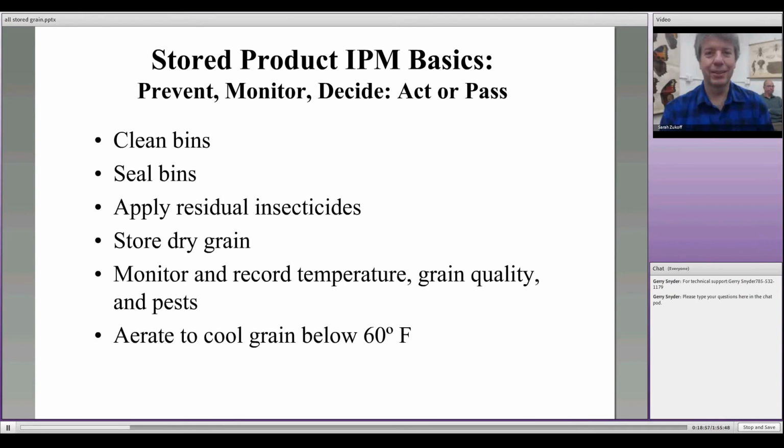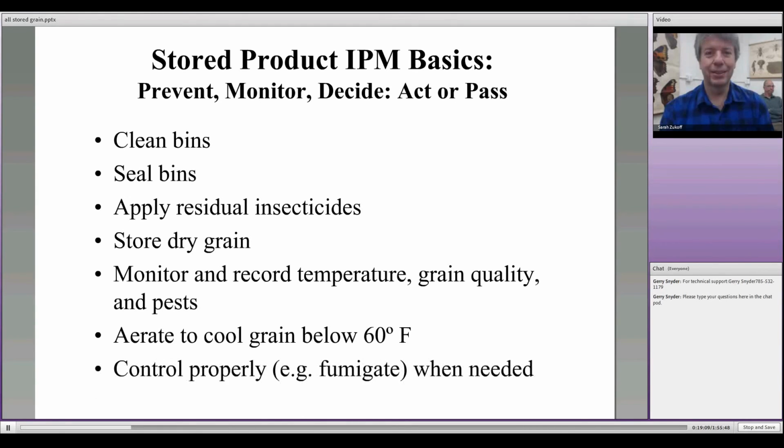Such as right now in Kansas, it was in the low 50s last night. It's not a bad time to fumigate, but don't fumigate when the temperature goes up to 90 next week during the day, all right? Fumigate when it's cold. Bring in that cold temperature.